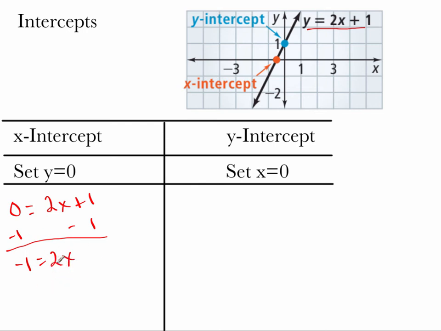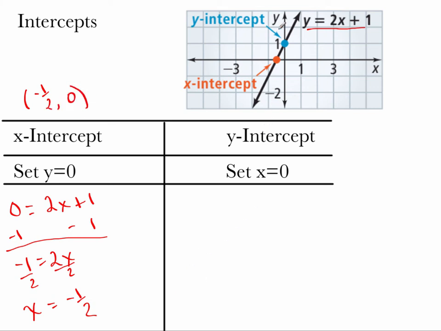To get x by itself, I'm multiplying by 2, so I'm going to divide. And I'm going to move this over here because I like it that way. So the x-intercept is when x is minus 1/2, or in this case, to put it in point notation, it's negative 1/2, 0.